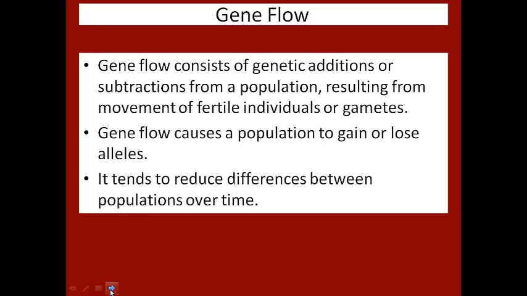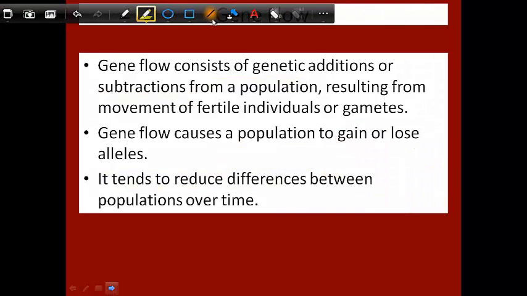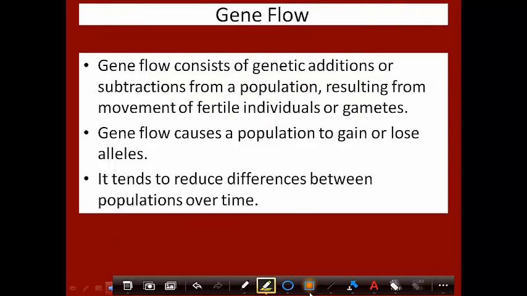When we do have immigration or emigration occurring in a population, we call that gene flow. So this is going to be your heading up at the top. Gene flow is your heading. What gene flow actually means is that we have genetic additions or subtractions from a population. It means that fertile individuals are leaving a population or entering a population, thereby taking their genes with them or bringing new genes in.